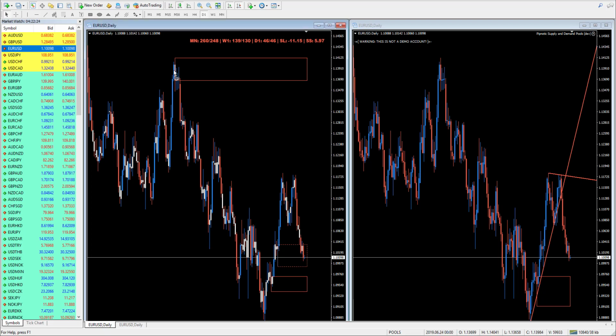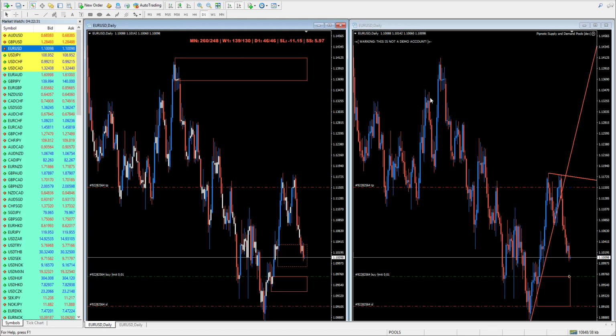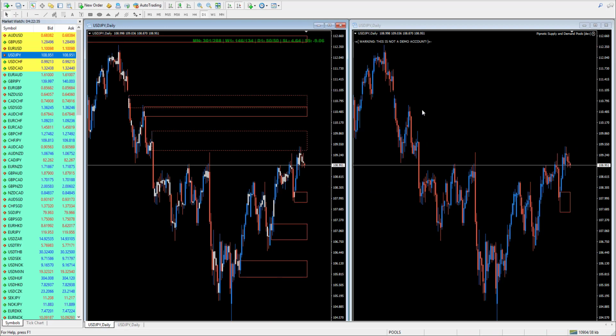And so when it pops it on the chart, I just say, good, I like that one. I do like this one. This is nice. So I just say auto trade. I'll open the trade, and we're done. And I go to the next pair, say American dollar, Japanese yen.